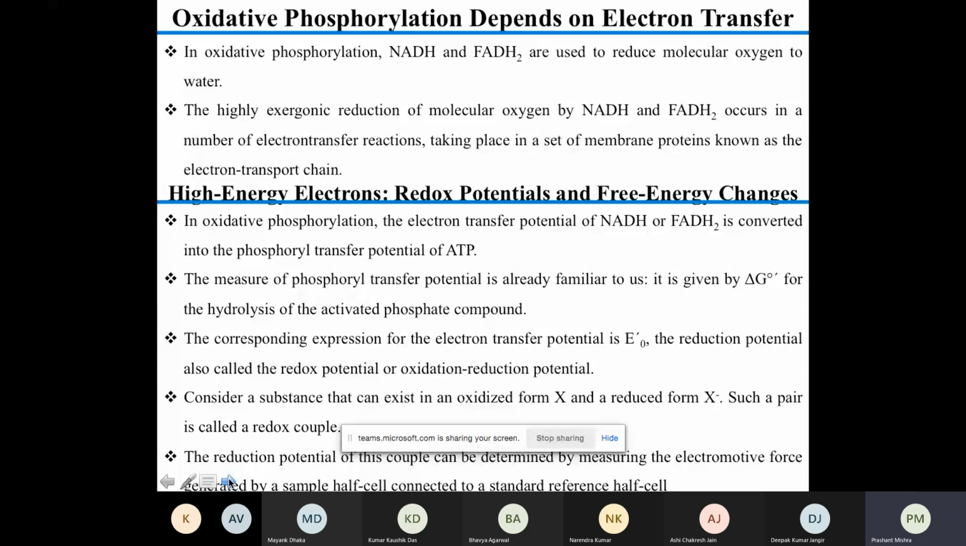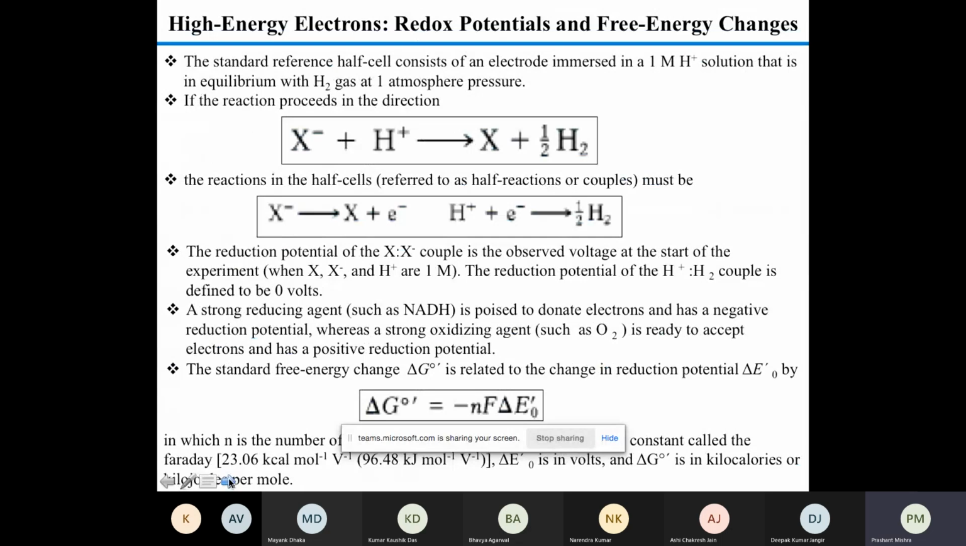What you require here is the oxidized form, X, and then a reduced form, X minus. Such a pair is called a redox couple. The reduction potential of this couple can be determined by measuring the electromotive force, and this can be generated by a sample half cell. So we are referring to the same concept which you have learned in electrochemistry. You have a half cell connected with the standard reference half cell, and you know that the standard reference half cell is made up of the proton and H2 couple.